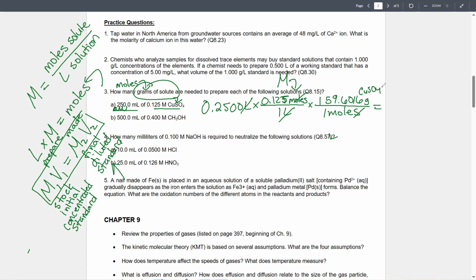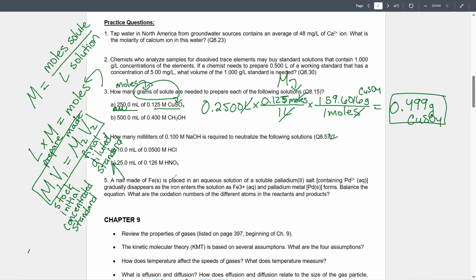I put it in my calculator wrong, so I had to start over. All right. So we have, how many sig figs? 3 from the molarity. 0.499 grams. All right, B is done the same way. Let's look at 4A.